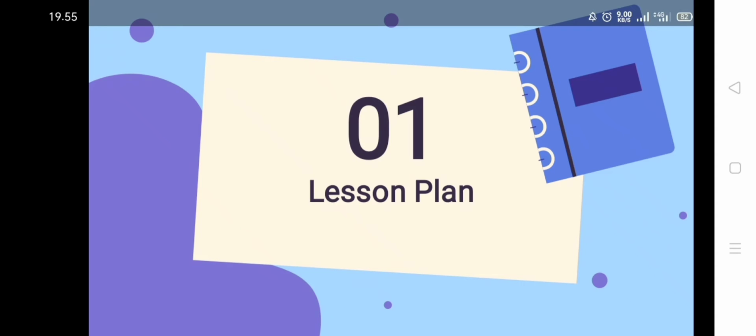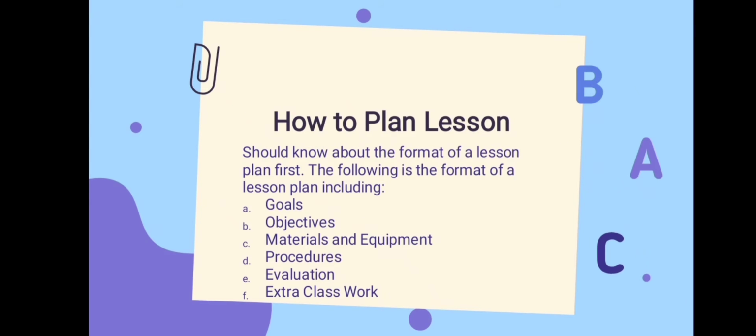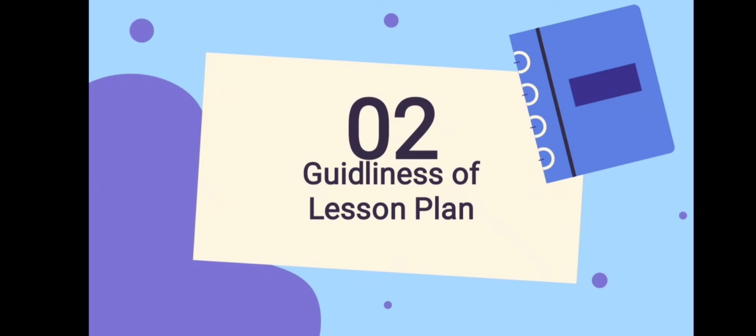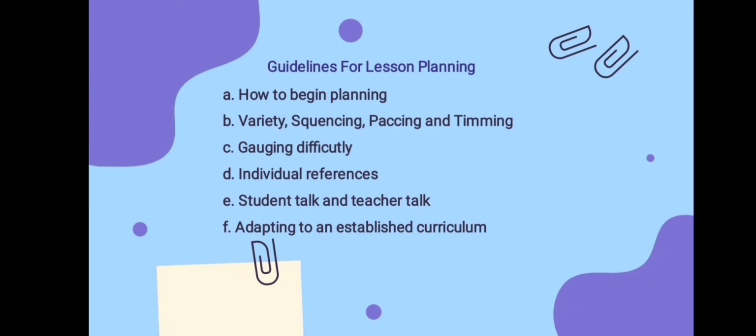Okay, for the first, let me explain how to plan a lesson. We shall know the format of a lesson plan first. The following is the format of a lesson plan, including goals, objectives, materials and equipment, procedures, evaluations, and the last one is extra class work. Okay, next let's discuss guidelines for lesson planning.